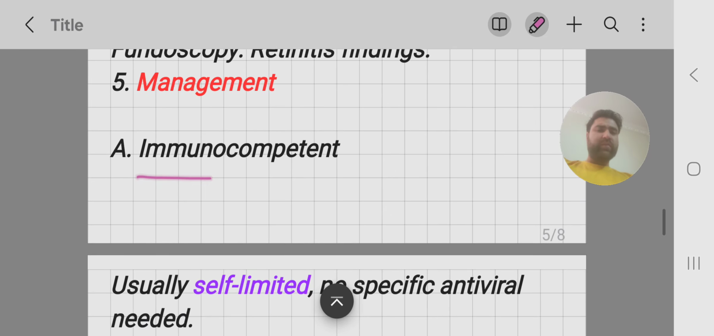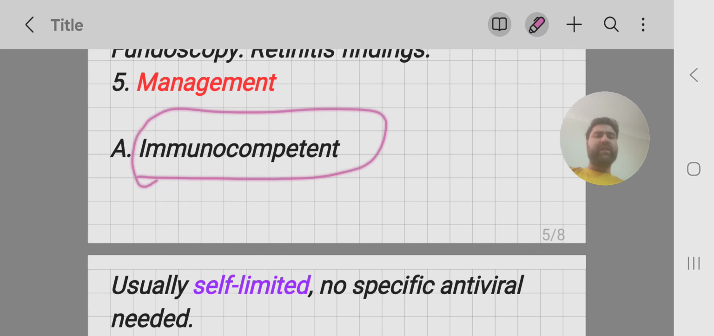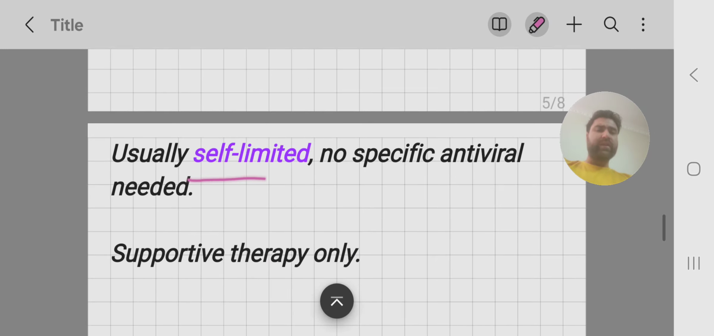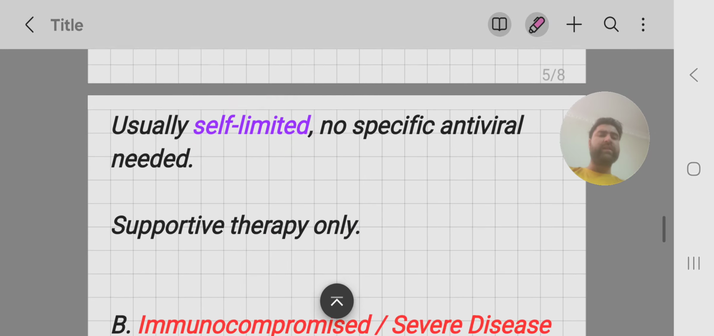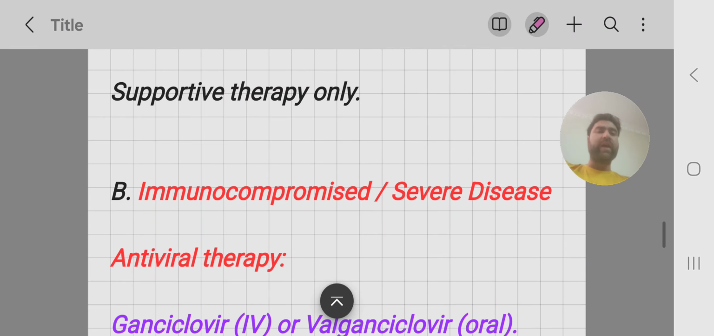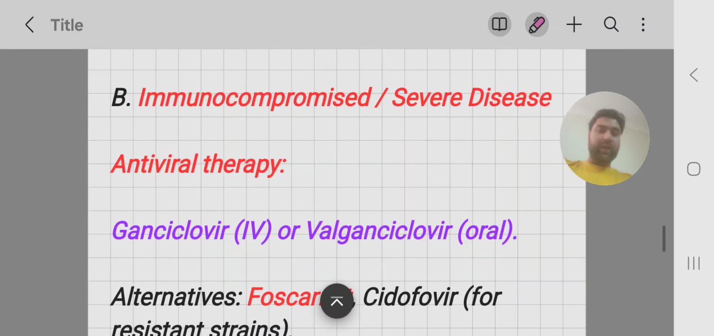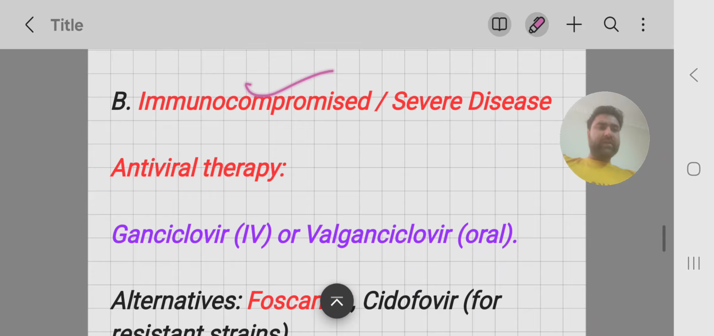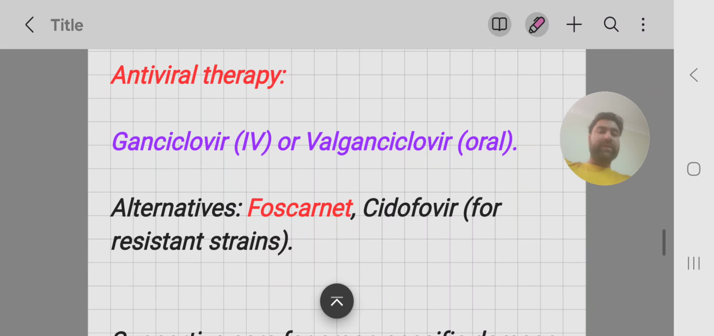Management. In immunocompetent individuals, you don't need any management. It is a self-limited condition and no specific antiviral is needed. Only supportive therapy, like Panadol for fever. In immunocompromised individuals who have severe disease, antiviral therapy is required. Ganciclovir is the drug of choice.